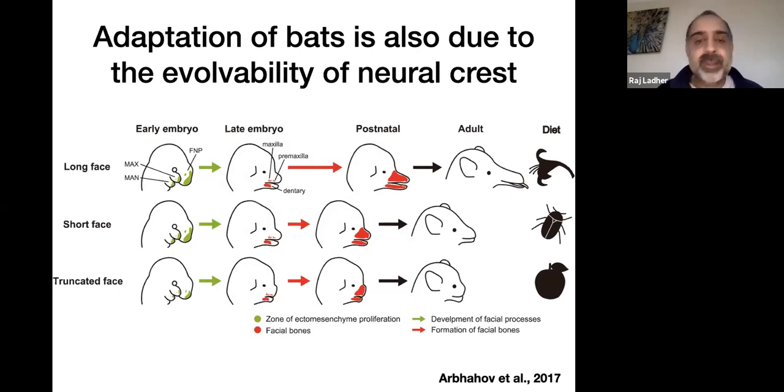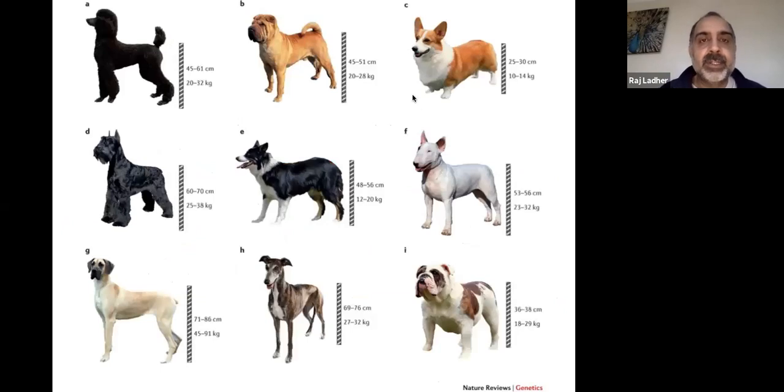And then one thing I've always been interested in is dogs. Remember, dogs are a single species, and you have so many different types of facial morphologies, so many different types of morphologies themselves, that seem to tell you that this kind of neural crest plasticity is important in setting up these different phenotypes of the face. And how this is controlled will be very interesting to find out.